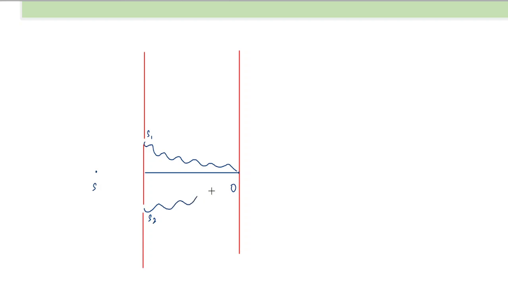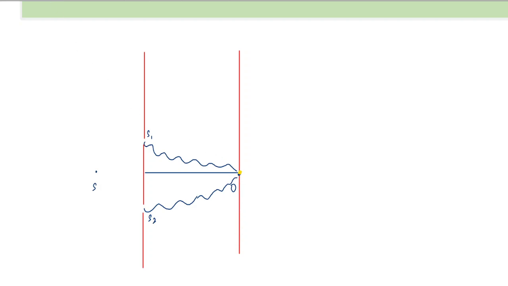This is a screen, and in front of it we have two openings, and this would be the center of the screen. Let's call this point O. This is slit S1 and slit S2, and somewhere here we have the source of light called S. The waves traveling from S1 and the waves traveling from S2 will travel the same distance. At point O, they get a bright band. This is called constructive interference.